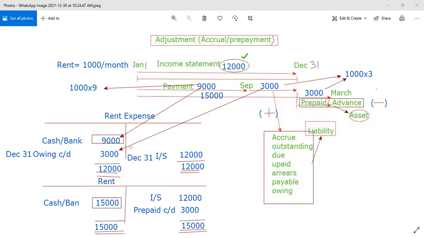But in both cases, what happened? In the expenses you have recorded 12,000 here, and 12,000 here also. So there is no difference whether you have paid more or less. The difference is only that if you have paid less than 12,000, the 9,000 is owing or outstanding. But if you have paid more than 12,000, that is 15,000, this is called prepaid. Okay. I hope you have understood. If you have any question, you can ask.